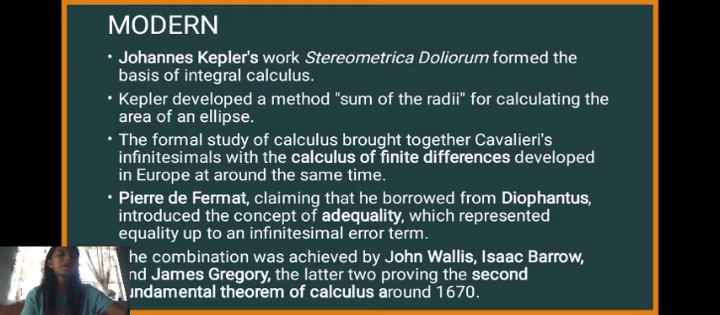Pierre de Fermat, claiming that he borrowed from Diophantus, introduced the concept of adequality, which represented equality up to an infinitesimal error term. The combination was achieved by John Wallis, Isaac Barrow, and James Gregory, the latter proving the second fundamental theorem of calculus around 1670.